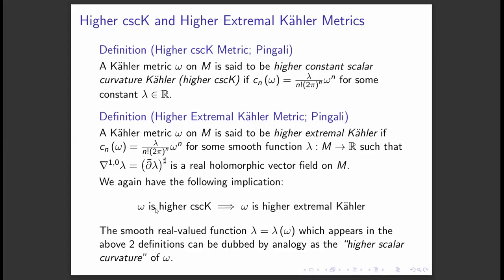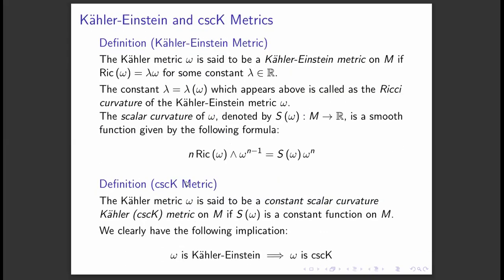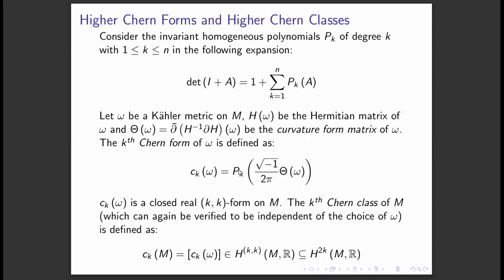And then once again, we can check that if omega is higher CSCK, this lambda will be constant, and that's why this vector field will be 0, so it will be holomorphic. So if omega is higher CSCK, then omega is higher extremal Kähler. So in this way, Professor Pingali introduced these notions of higher CSCK and higher extremal Kähler metrics, which are a top dimensional generalization of these notions of CSCK and extremal Kähler metric.